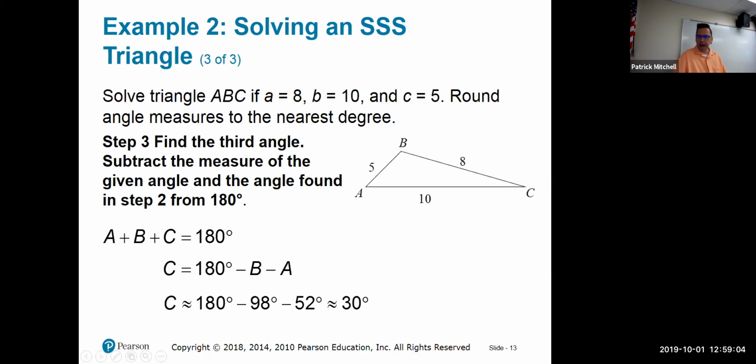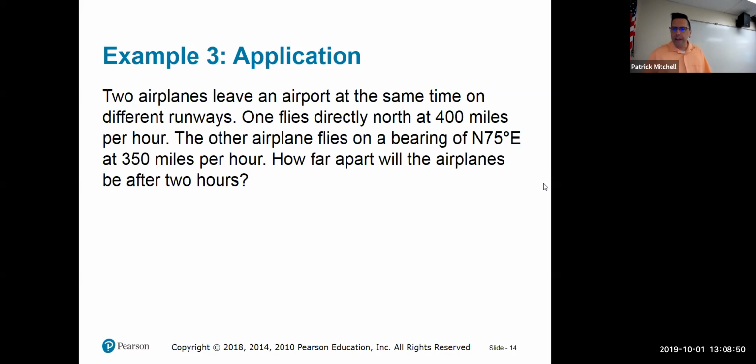Angle C, it turns out, is about 30 degrees. So in summary, A is about 52 degrees, B is about 98 degrees, C is about 30 degrees. All right, so that brings us to an application problem. Now, when you first read these, you're not going to know whether to use law of sines or law of cosines. So the first thing you definitely want to do with any of these word problems is draw a picture.